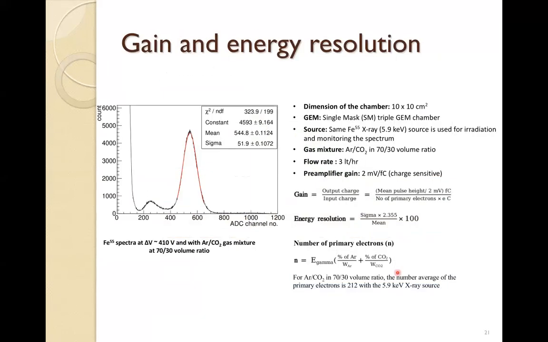And now I will give, let's say, 1-2 minutes. So how do we calculate the gain? Basically, we get a spectrum where on the x-axis you can see it is called the ADC channel number, or you can also say it is the energy. If it is calibrated properly, this peak will correspond to 5.9 keV energy, because the iron 55 main peak is 5.9 keV. This is another peak. This is called the escape peak.